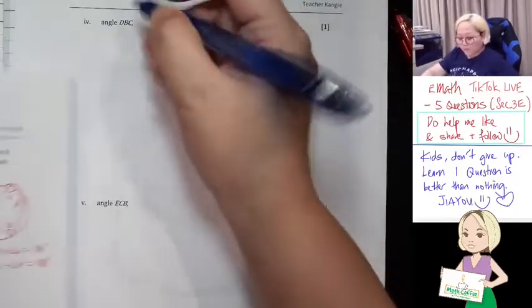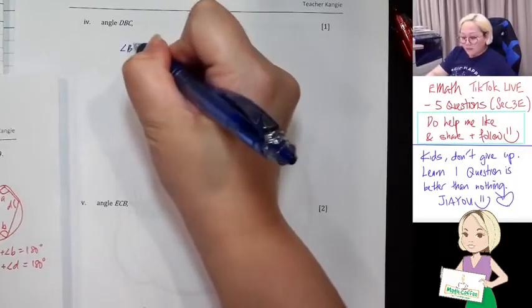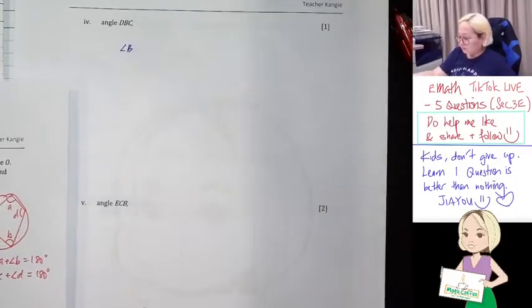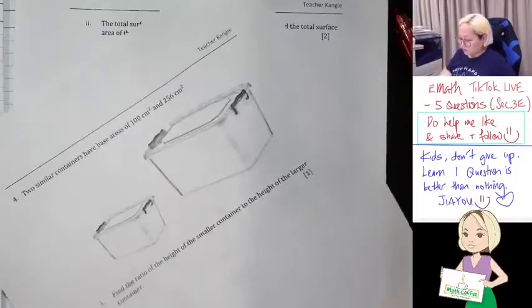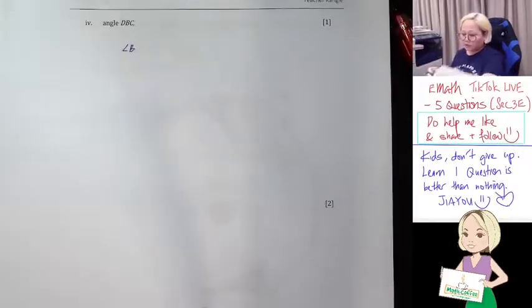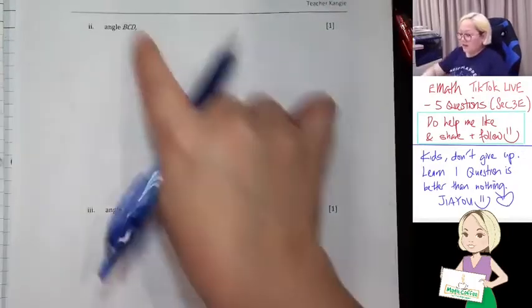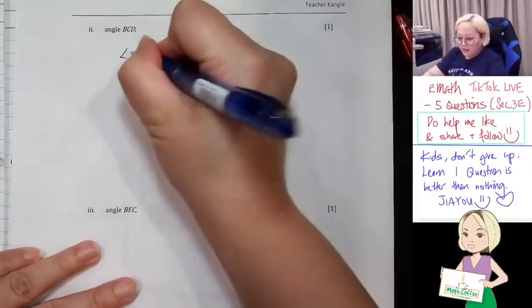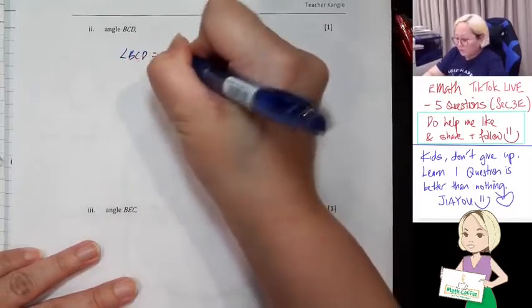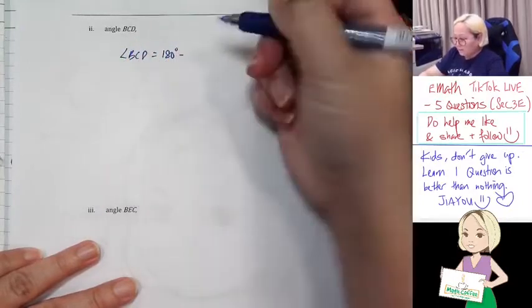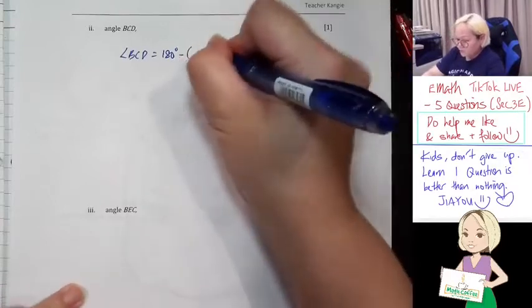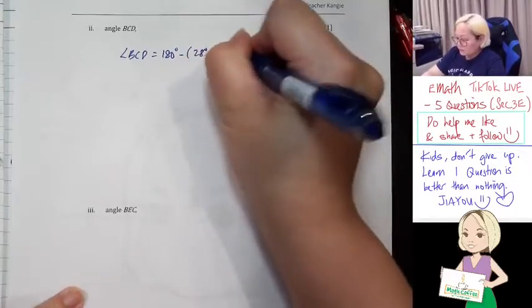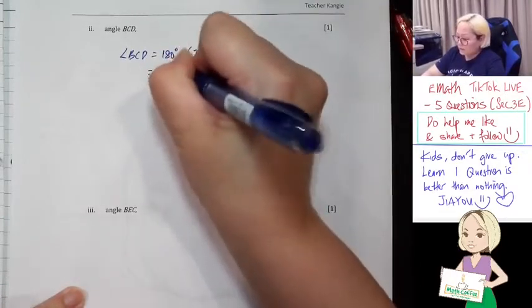So it will be angle BCD. Wait, am I at the wrong page? Oops, I'm at the wrong page. Wait, let's see. Angle BCD. Angle BCD is equals to 180 degree minus 28 degree plus 36 degree, and I get 116 degree.